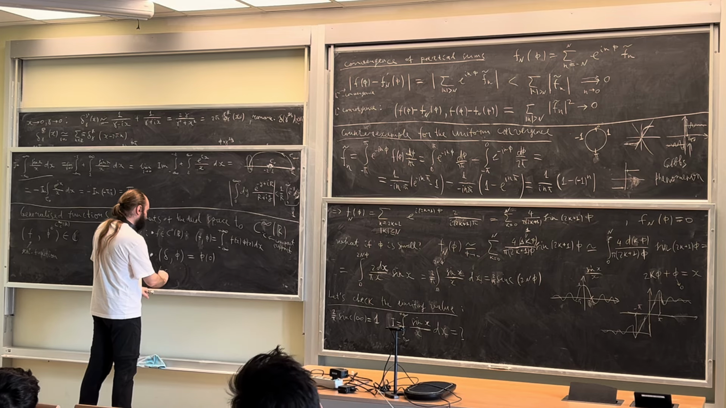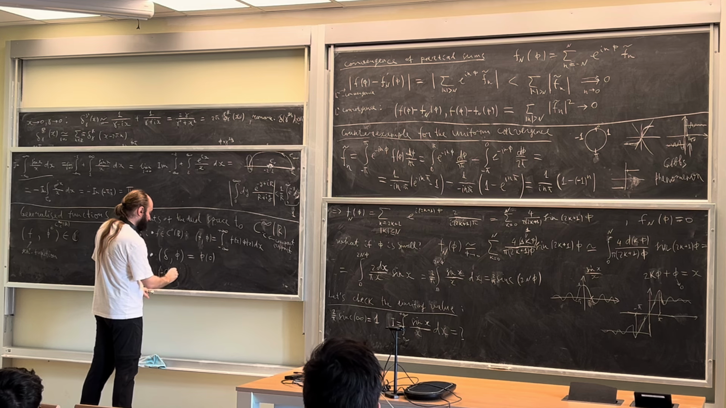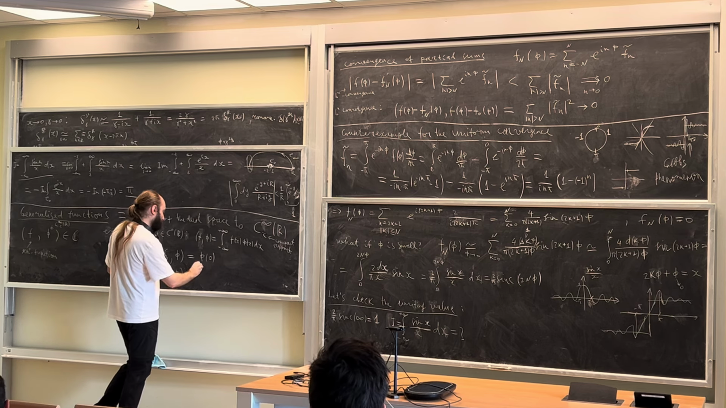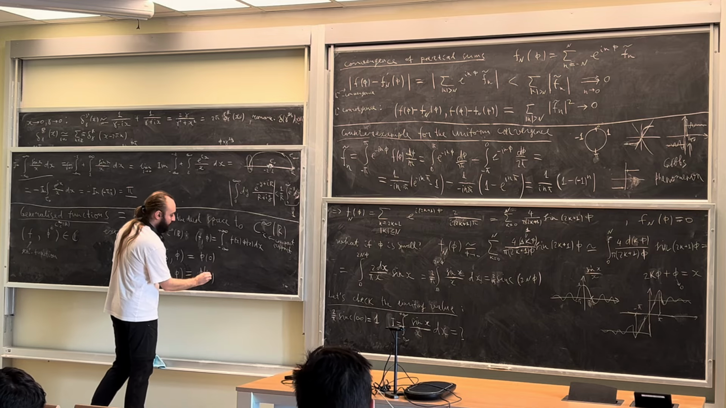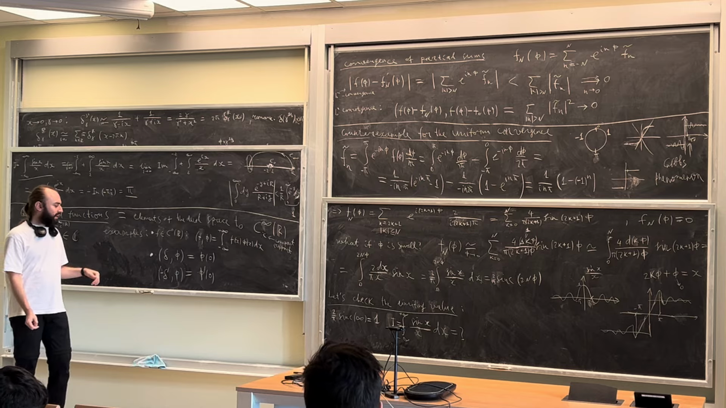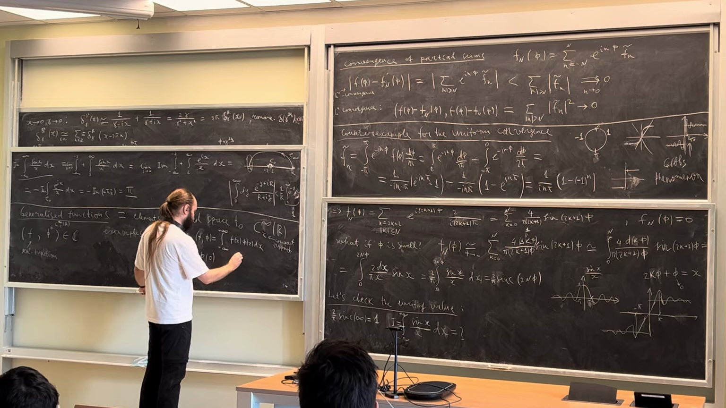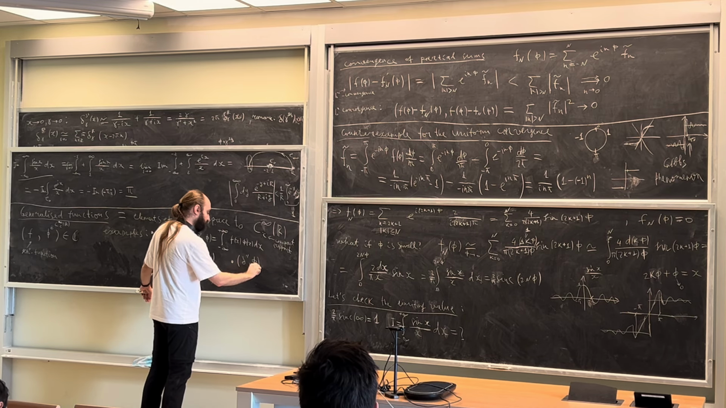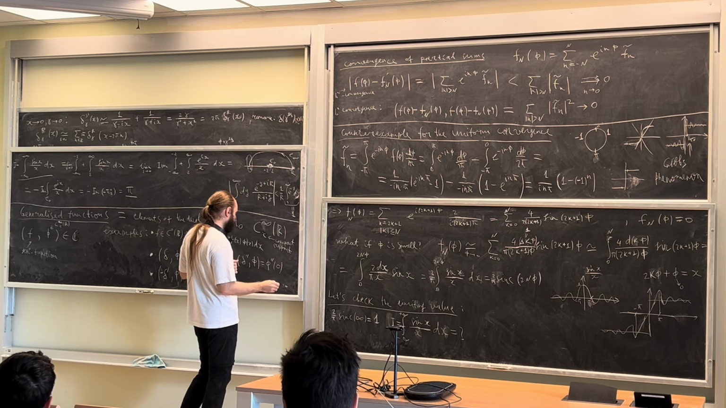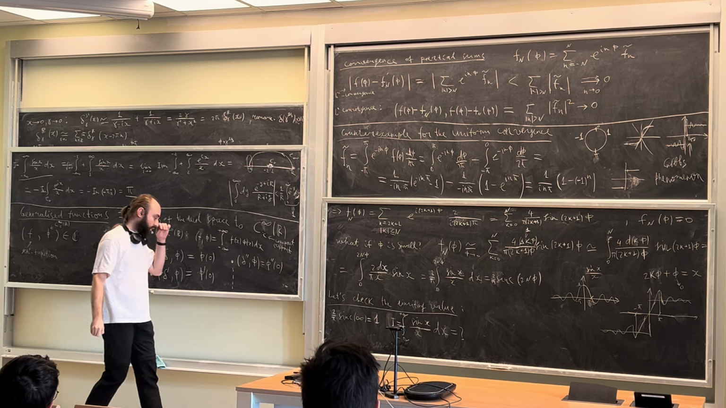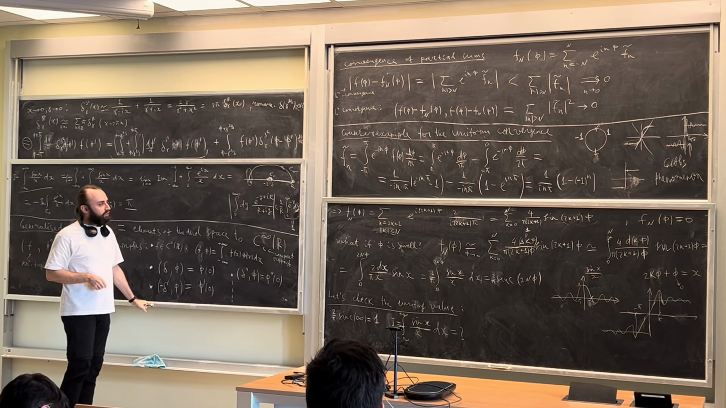We can also define another function which we call minus delta prime that takes the value of its derivative at 0. Or delta double prime that takes the second derivative of phi. And of course, they can be taken at any other point.